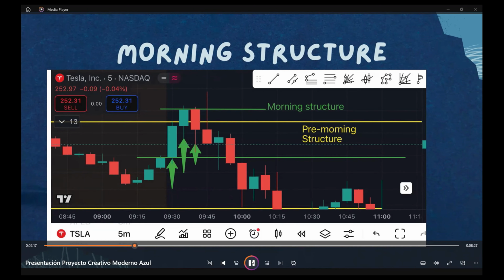So we don't trade if we are going to enter conservatively. We have to wait until 9:45 because within that 15 minutes when the market opens, it's very volatile, meaning it could just go up and down very fast.